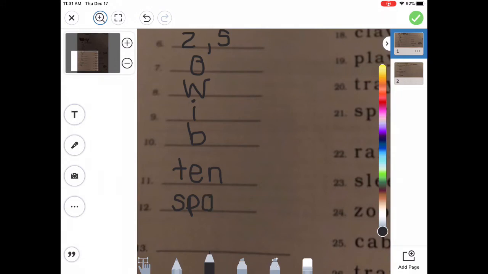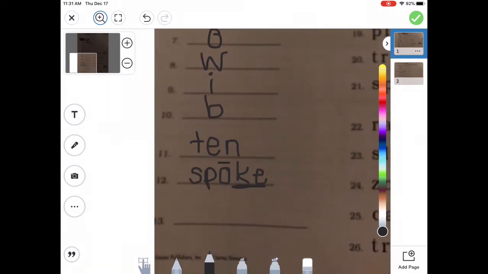Then O. I hear the O. K. Now remember, to make it the long O, what do I need at the end? A sneaky E. And look, I know when I hear that k sound after a long O, I also always have to use KE. So that's how I know that I can put KE at the end of that spoke.